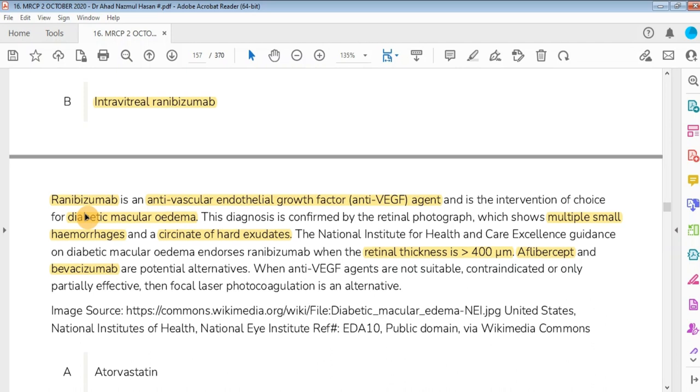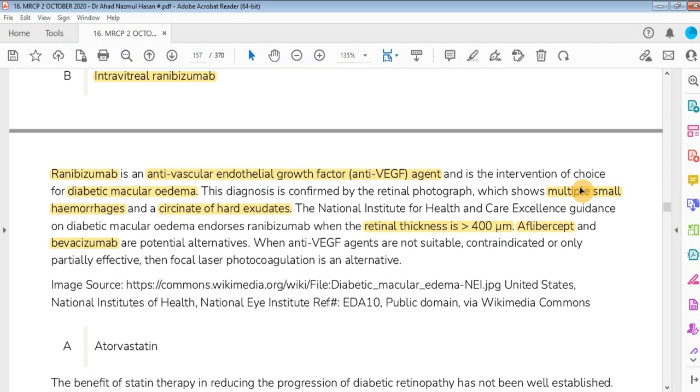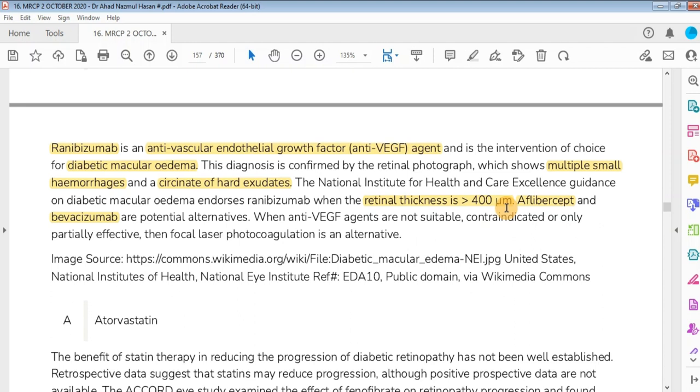Ranibizumab is an anti-vascular endothelial growth factor agent and is the intervention of choice for diabetic macular edema. The diagnosis is confirmed by retinal photograph, which shows multiple small hemorrhages and the circinate of hard exudate. Based on the NICE guideline, ranibizumab is indicated when the retinal thickness is greater than 400 micrometer. Aflibercept and bevacizumab are the potential alternatives. When anti-VEGF agents are not suitable, contraindicated, or partially effective, focal laser photocoagulation or focal laser therapy are the alternative choices.